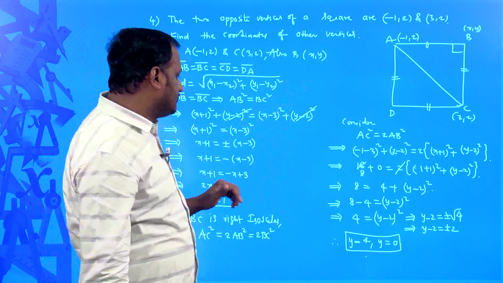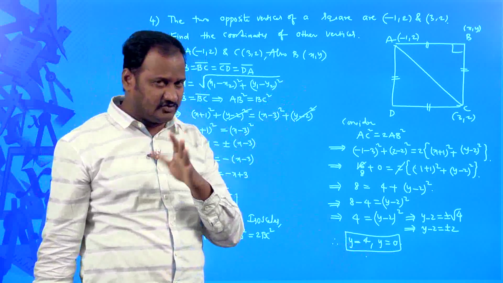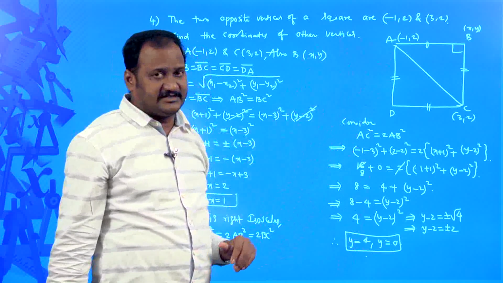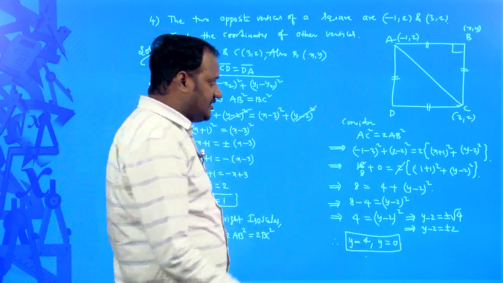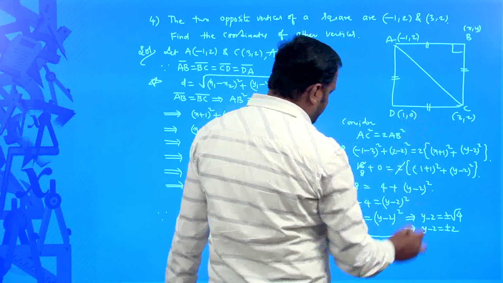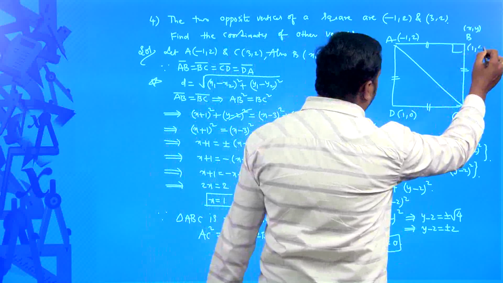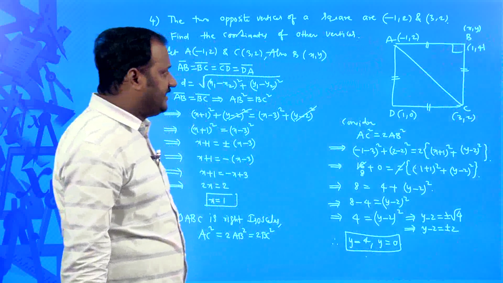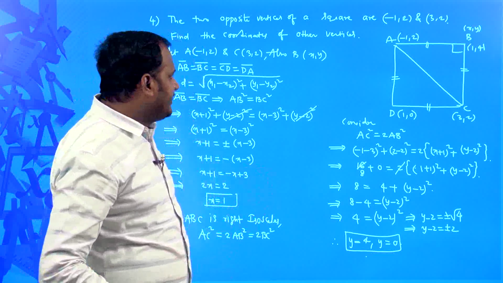Suppose the value of y is equal to 4, x is equal to 1, because there is only one value of x, there are no two values of x. x is equal to 1, y is equal to 4 is one of the vertices, and the other vertex is going to be x is equal to 1, y is equal to 0. So you can take one of the vertices x is equal to 1, y is equal to 0, and the other vertex is x is equal to 1, y is equal to 4. Either B can be here and D can be here, it does not matter. So this way you can find out the other two opposite vertices of a square.